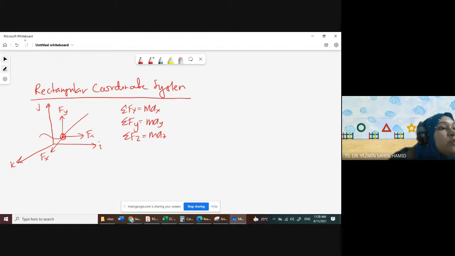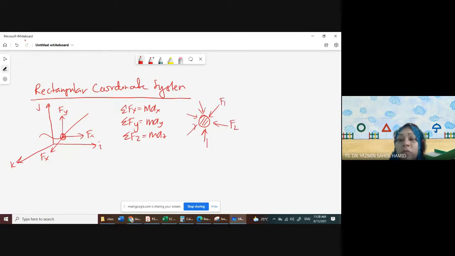So now let's understand this. Let's say we have a particle here, and there are a lot of forces acting on it. So this is F1, F2, F3, F4, F5, F6. There are a lot of forces acting on it. All these forces, you have to come up with one resultant force. You have to equate all of them to one resultant force. So this is how you draw the free body diagram.